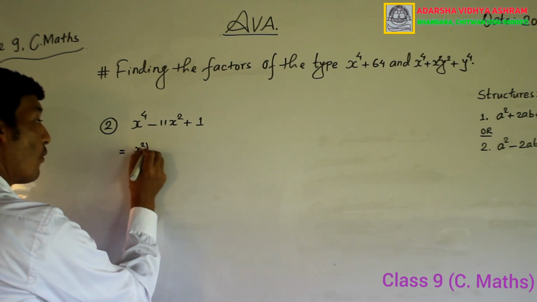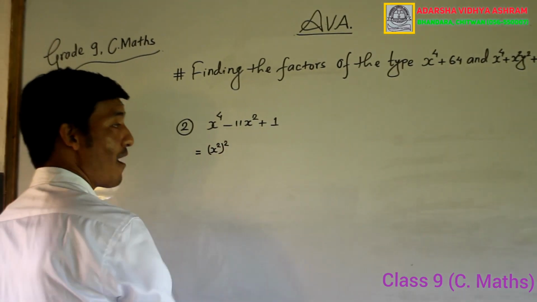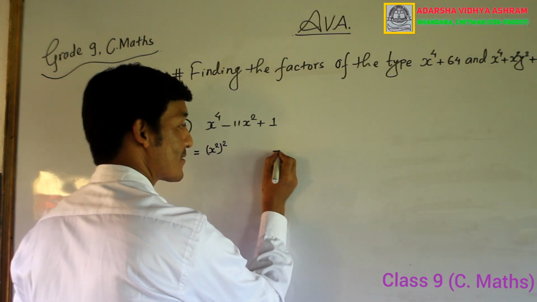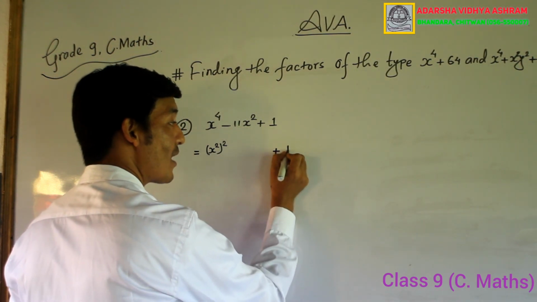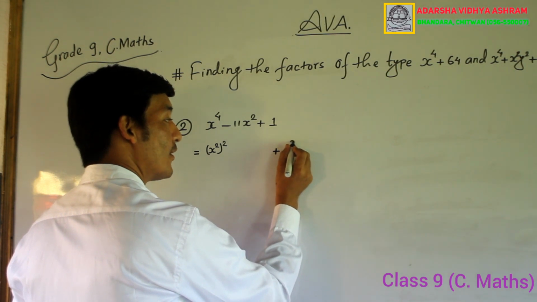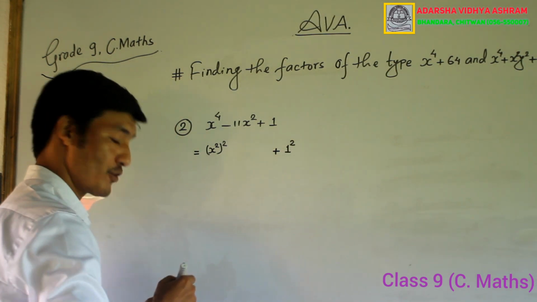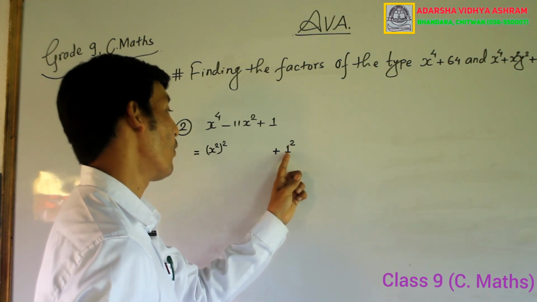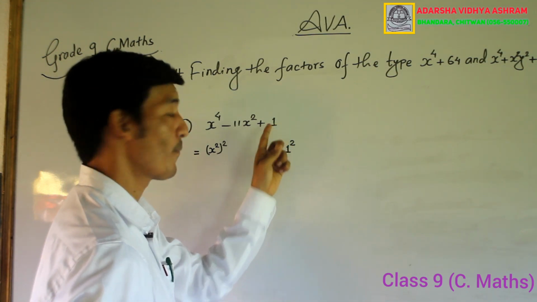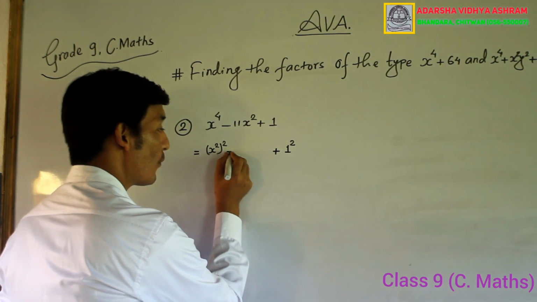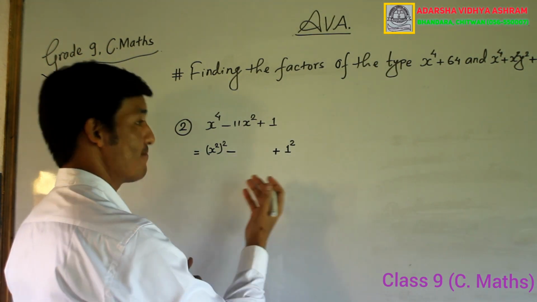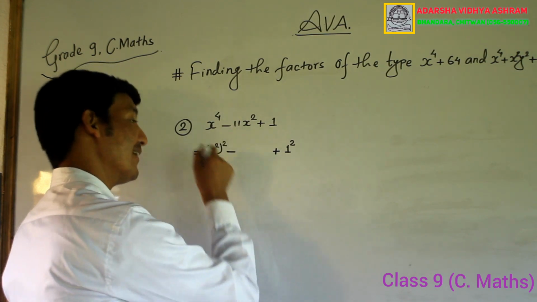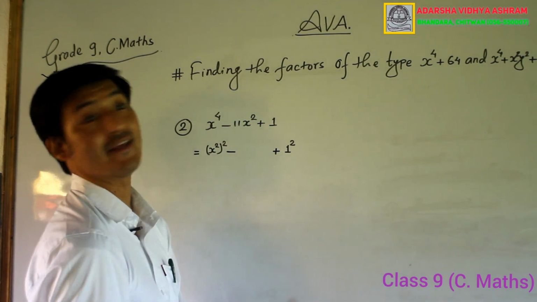x square whole square, this is x to the power 4, and we leave some space here and go to the last term, this plus. 1 is a square number, and 1 is a cube number also. That's why I have put here 1 square. Why? 1 square is itself 1. And in the middle we first think minus 2ab. If it does not work, then we can change it into plus. It is very easy.